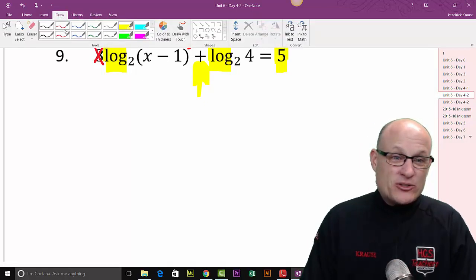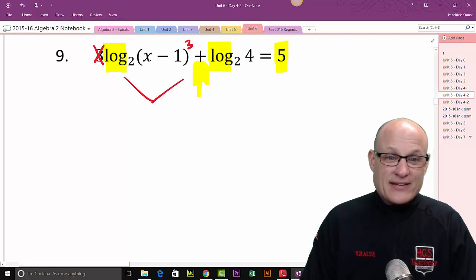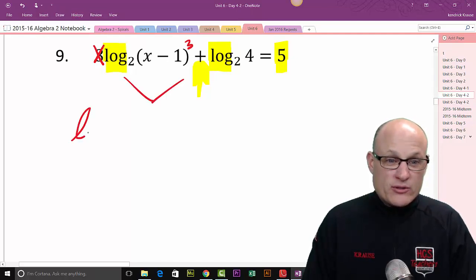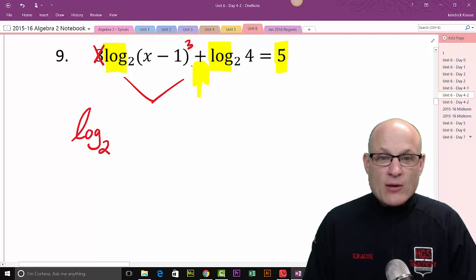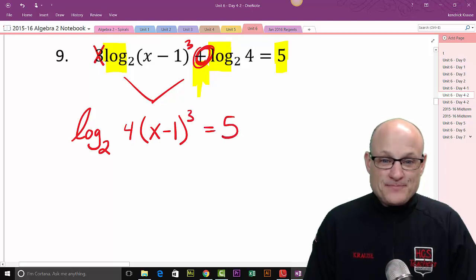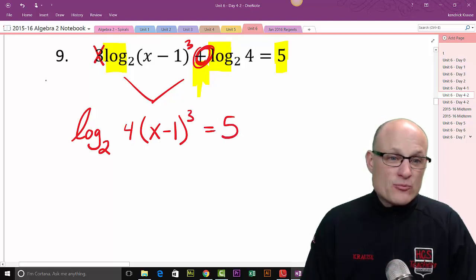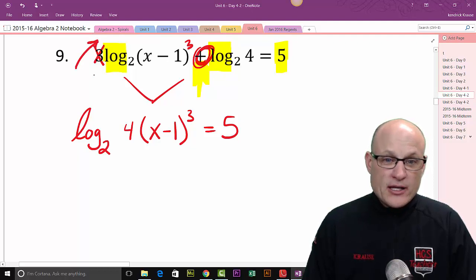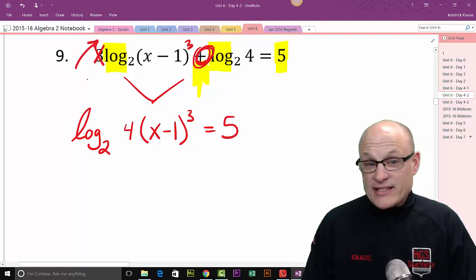Well, okay, we can't deal with 2 logs. What we want to do is condense them to 1 log. Don't forget, when you condense, you still have a log. You just have 1 log. And when I have adding, it turns into multiplication. So this turns out to be log base 2 of 4 times x minus 1 cubed equals 5. So the first step, return the exponents. That goes back. Then what we want to do is condense them.